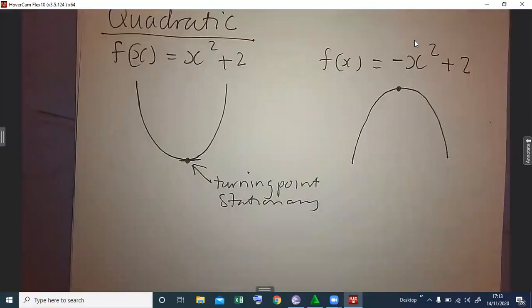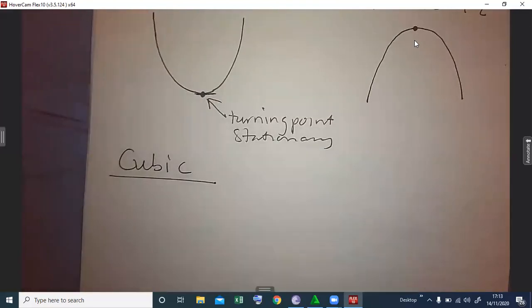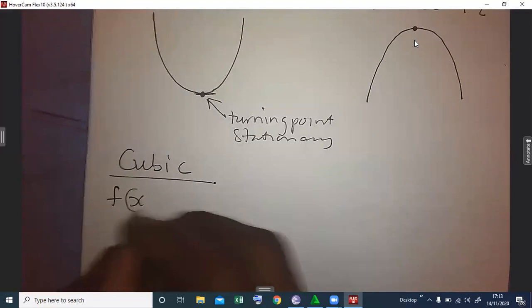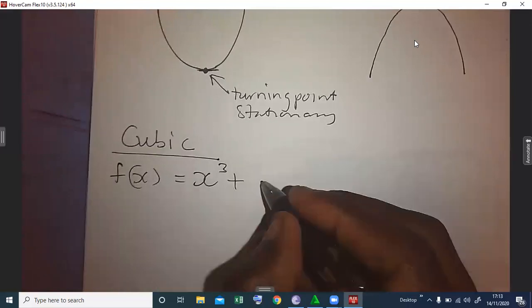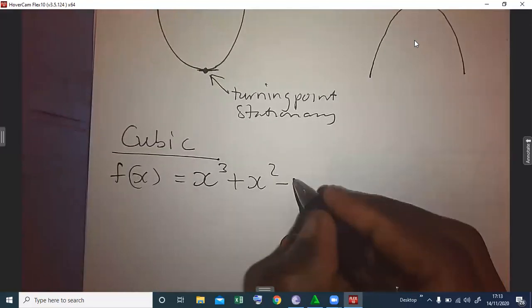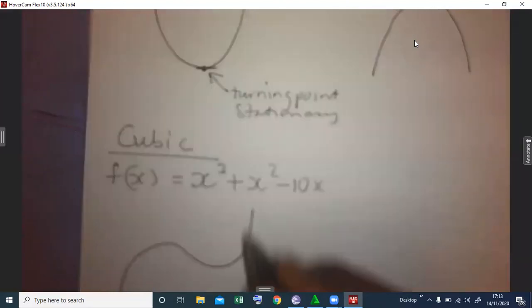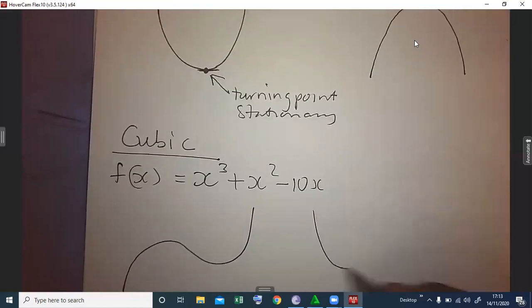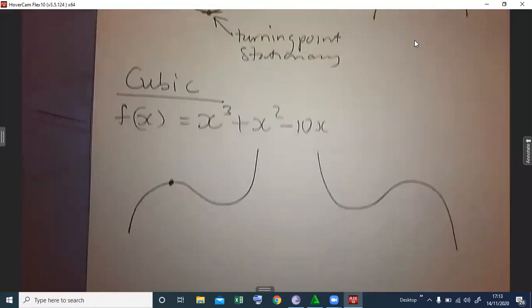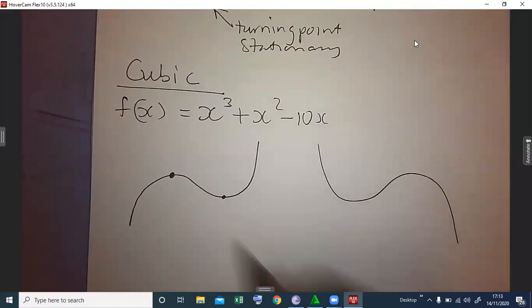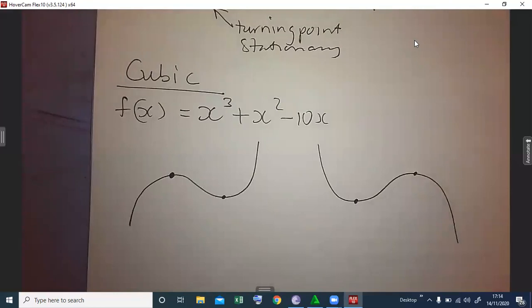But in another function, let's say cubic. In a cubic function, such as f(x) is equal to x cubed, maybe plus x squared minus 10x, this kind of graph has two turning points. It has got the maximum and it has got the minimum. And this one has two turning points. It has got the maximum and it has got the minimum.